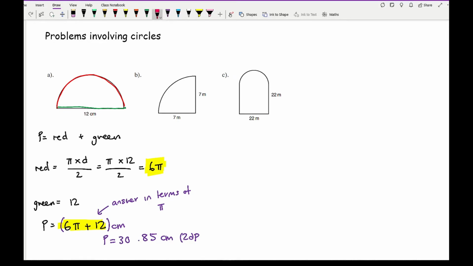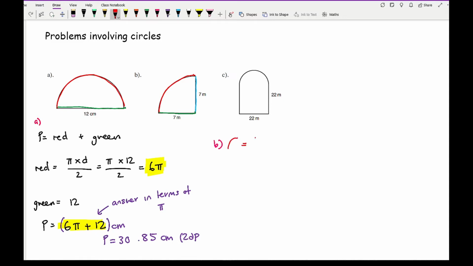Now working with B, let's just label this as A. So with B, I've got 3 sections that I need to work out. The first one is this curved bit, the second one is this length here, and the third length is this here. In terms of the blue and the green line, I know that's 7 and 7. So what I need to do is work out what the quarter bit of the circle is going to be.